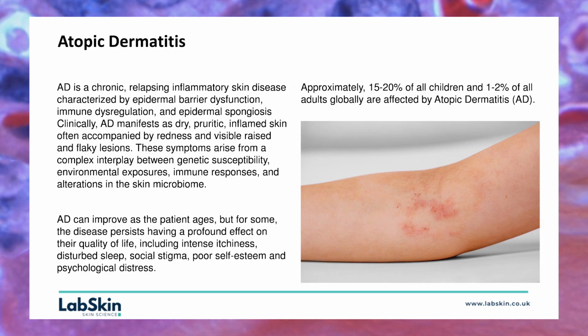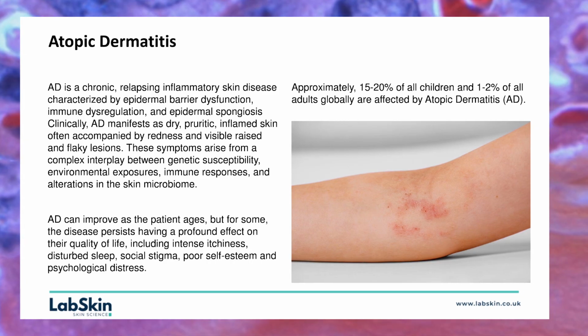These symptoms arise from a complex interplay between genetic susceptibility, environmental exposures such as to allergens or chemicals, immune responses and alterations in the skin microbiome. Approximately 15 to 20% of all children and 1 to 2% of all adults globally are affected by atopic dermatitis at some point in their lives. Atopic dermatitis can improve as the patient ages, but for some the disease persists all throughout their lives, having a profound effect on their quality of life, including intense itchiness, disturbed sleep, social stigma, poor self-esteem and psychological distress.